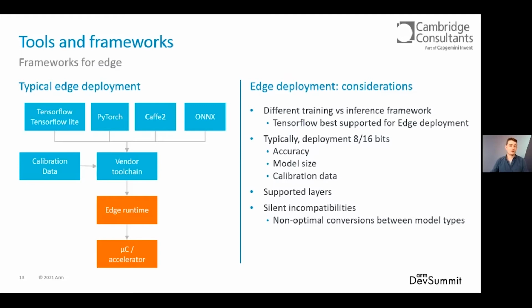One thing to be aware of are some silent incompatibilities when using edge frameworks. To debug, for example, conversions between neural network models such as ONNX to TensorFlow can end up being functionally correct, but with very non-optimal layers impacting performance.